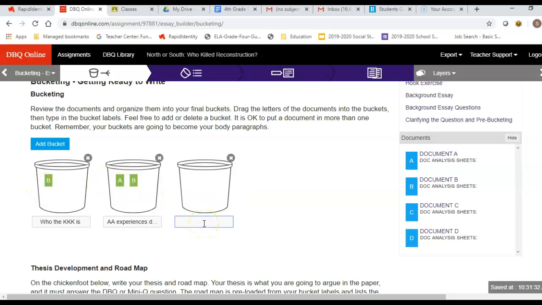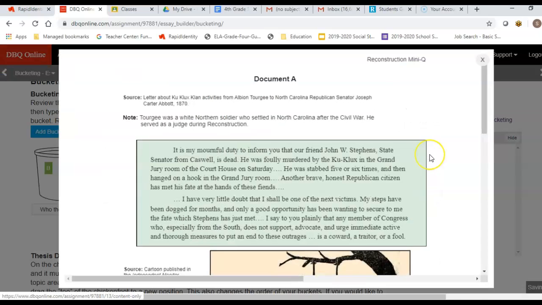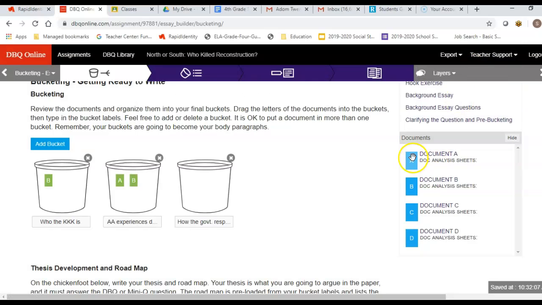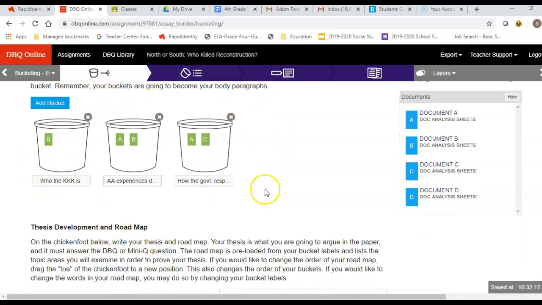Alright, what do you think the last one should be about? So let's have who the KKK is, African American experience after Civil War. This one can be how the government responded to Reconstruction. And this also talks about KKK. So they were killing people. So I'm definitely going to put A in there. C can go in there too. But I want you to get the drift. So this is my example.